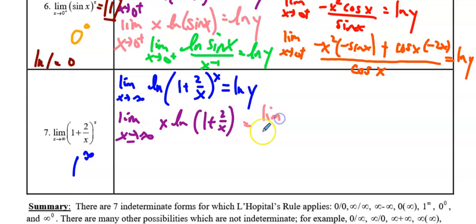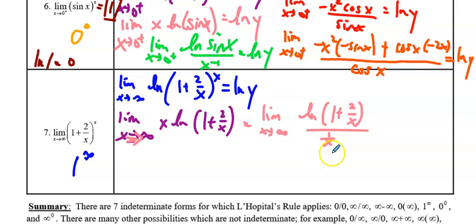We're going to do the limit as x approaches infinity. That's supposed to be approaches infinity. I don't know what that looks like. So x approaches positive infinity. The natural log of 1 plus 2 over x, all over x to the -1. So let's go ahead and rewrite that as 1 over x. Now remember, as we're doing these questions, this is equal to the natural log of y.